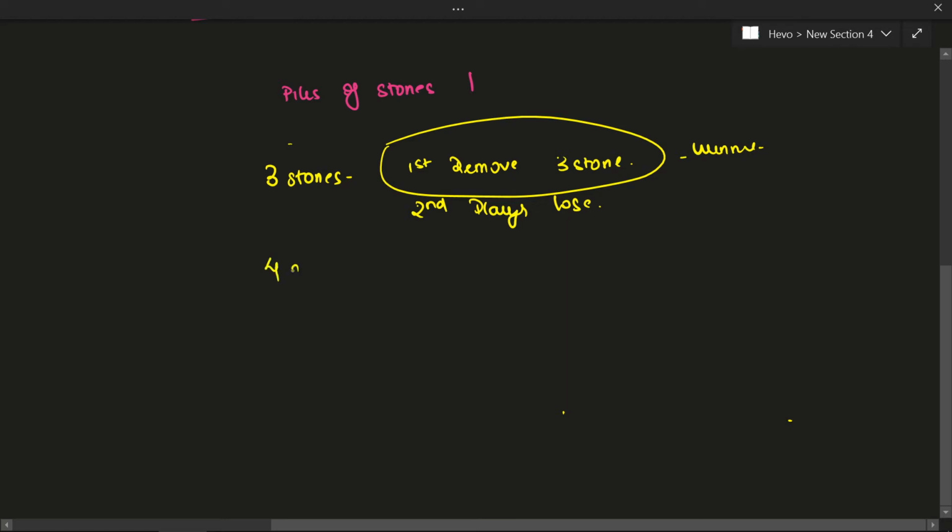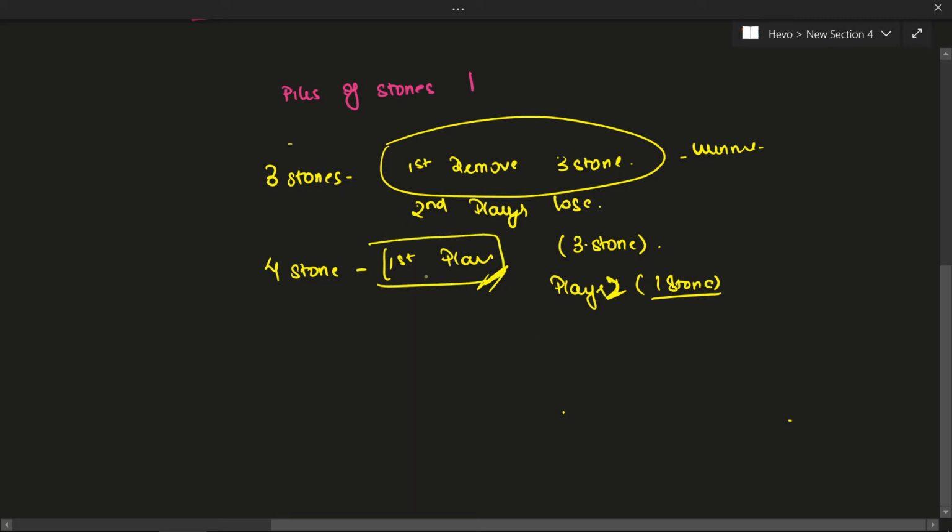For example, we have four stones. Again, we have the first player as the winner. Can you guess why? Because here, what we can do is remove three stones. Player one can remove three stones, and then player two will be left with the option to remove only one stone. But as we know, we cannot remove one stone. So player two cannot make any possible move, and the first player will again be declared the winner, right?